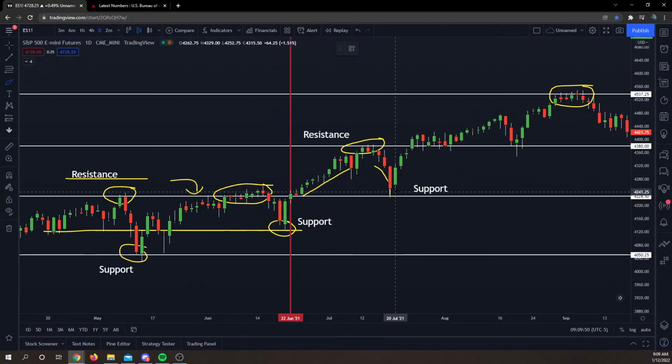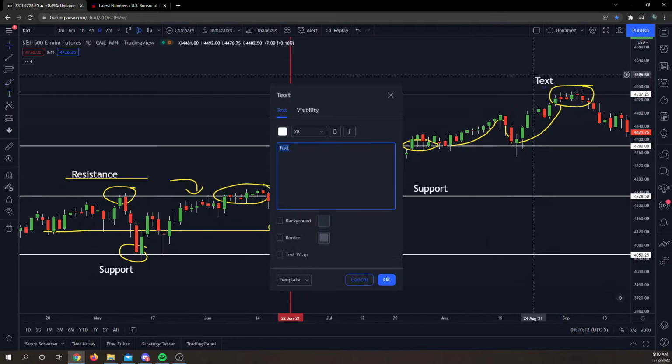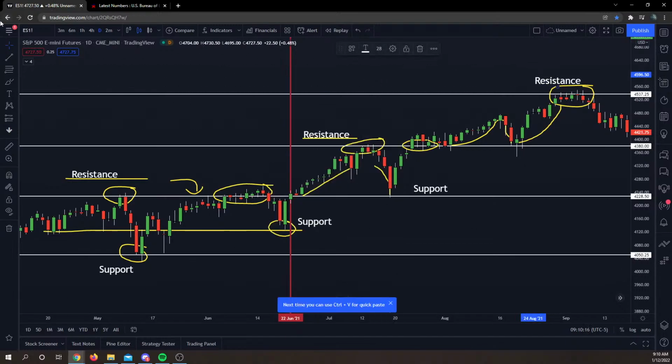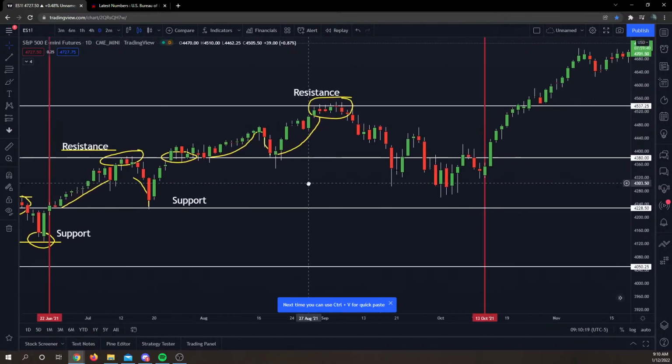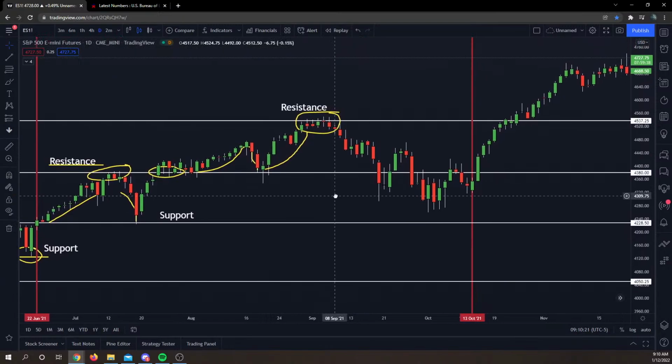We start to reverse, see signs of us picking up again. We meet our resistance area again. We come up a little bit higher. We retrace back down to another support level because we've broken over this previous resistance. Now we're building up again. We're seeing another resistance up here. And then we're retracing again back downwards.